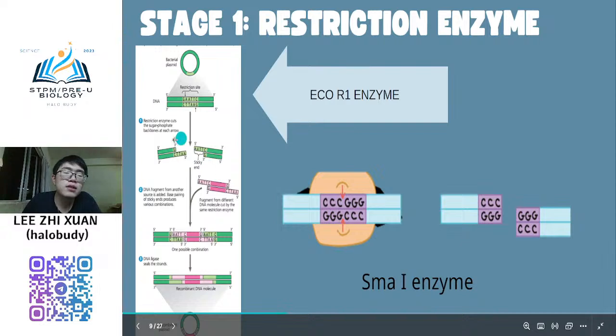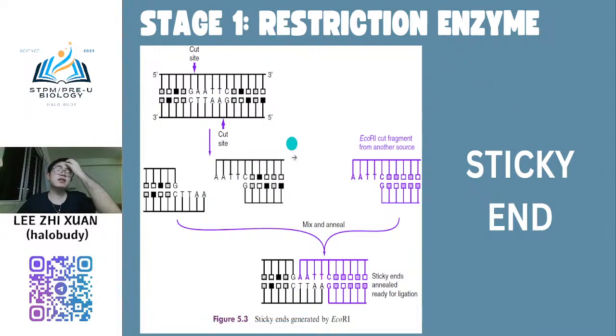EcoR1 will produce a sticky end, SmaI will produce a blunt end. So if you see here, this is clearer. For the sticky end, you can see this is the DNA sequence, right? So when EcoR1 recognizes GAATTC, it will cut here, between GA and GA here. It is anti-parallel, so it cuts here and cuts here. And then it will produce the end like this. This end we call a sticky end.